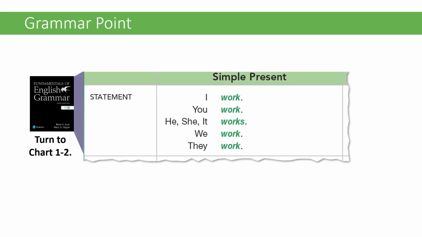So for the simple present tense statements, we want to add an S for verbs with he, she, or it, which is called the third person singular. For example, you would write he works, she works, it works. You don't change or add anything to simple present tense verbs for I, you, we, or they. So you say I work, you work, we work, they work.